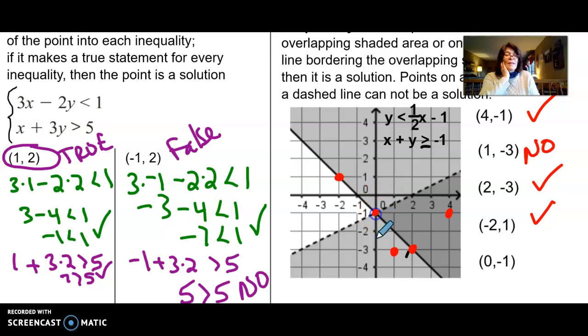Shoot. It doesn't solve both, does it? Because it's on a dotted line. Yes, it's on a solid line, but it's also on a dotted line. Points on any part of a dashed line cannot be a solution. So unfortunately, that's a no. Because the 0, -1, even though it was a solution to one of the inequalities, I'm sorry, it wasn't a solution to this one. Okay, does that make sense? All right.